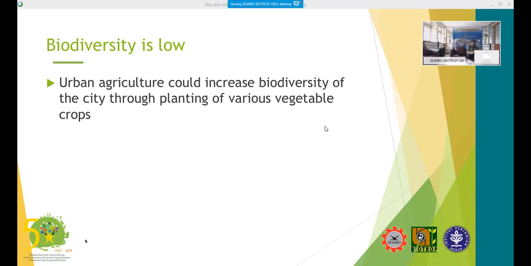Biodiversity in the city is low. So urban agriculture could increase the biodiversity of the city through planting of various vegetable crops and also fruit crops.